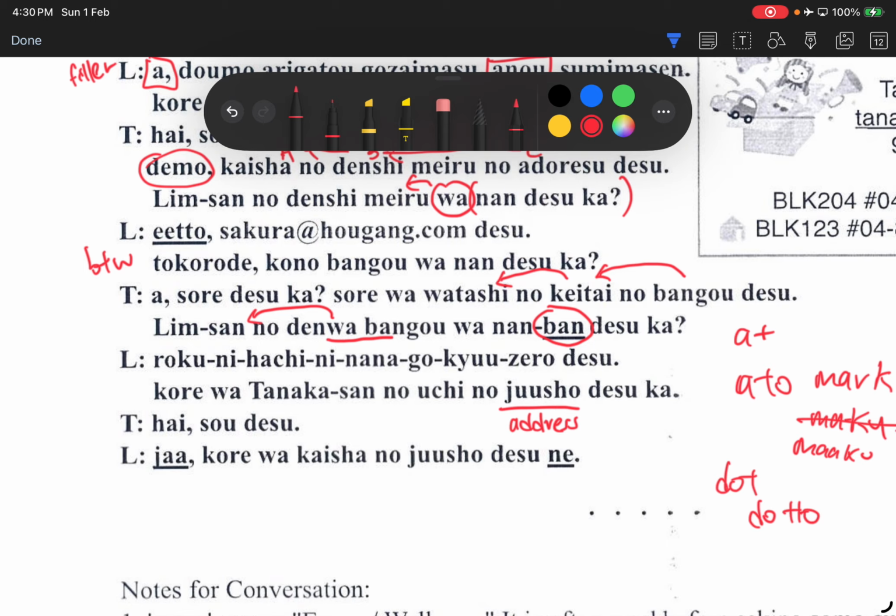Just now we said address. Address is a virtual address, right? We use it to mean email address. However, physical residence address, we call it 住所. Right? So, Tanaka-san no uchi no 住所. Uchi means home. So, home address. So, Tanaka's apostrophe S, home apostrophe S, address. Right? That's why we have two no over here.